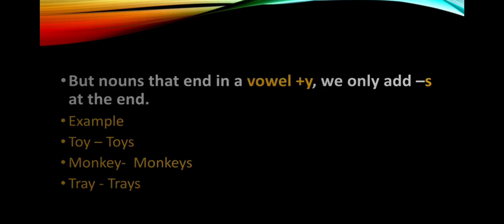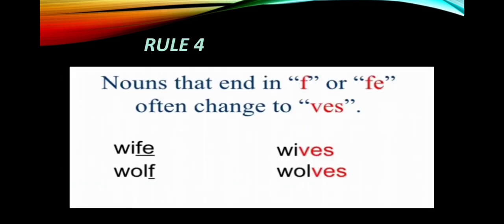Now we'll see rule number 4. Nouns that end in f or fe often change to ves. It means for nouns that end in f or fe, we replace f or fe with ves to make them plural. Examples: wife, wives; wolf, wolves. Wife is ending with fe, so we'll replace fe with ves. So the answer will be wives.